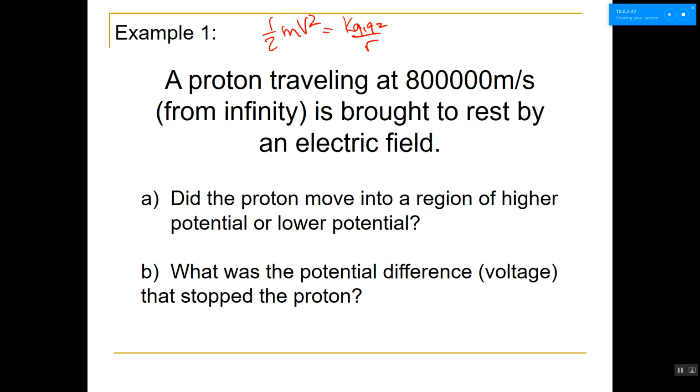Did this proton go into a region of high potential or low potential? Remember, this is something that's getting launched towards a positive charge. Yeah, what do you think? What's that? High potential, absolutely. It's entering a region of high potential.